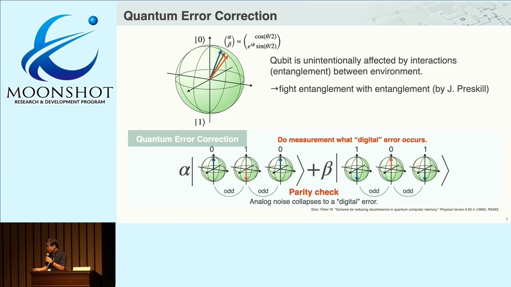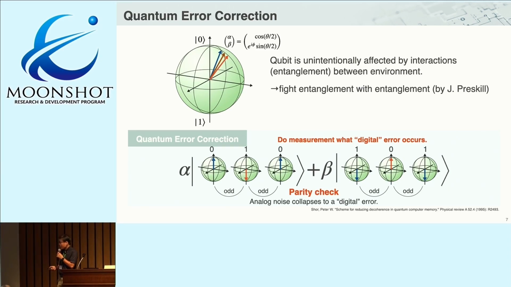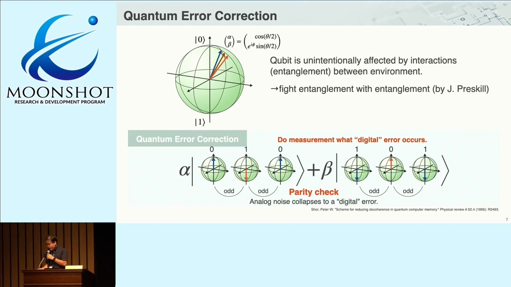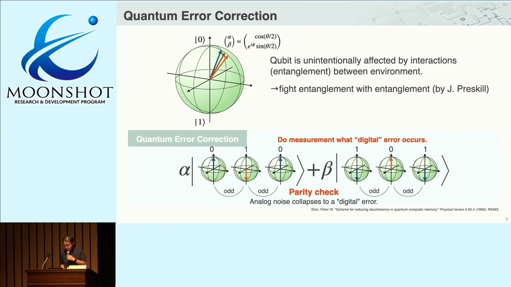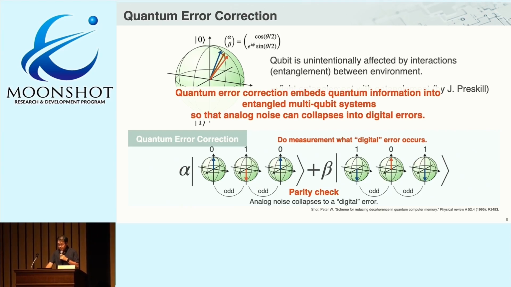More precisely, if we do parity check measurements between the neighboring qubits, we obtain that the parity is odd here, and again odd here, odd here. In this way, by doing the parity projection on the logical degree of freedom, the analog error can be decomposed into the digital error, whether the error has occurred or not. In short, quantum error correction embeds quantum information into an entangled multi-qubit system so that analog noise can collapse into digital errors.